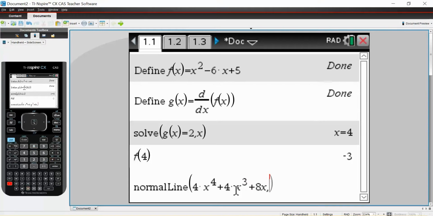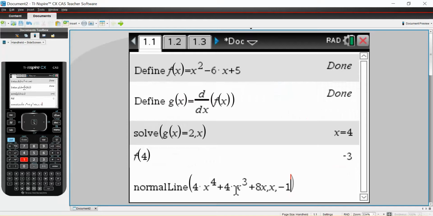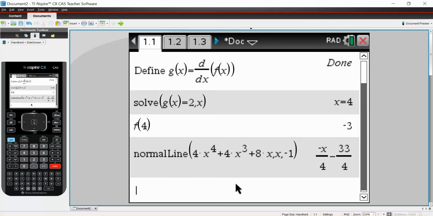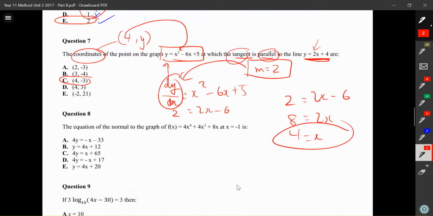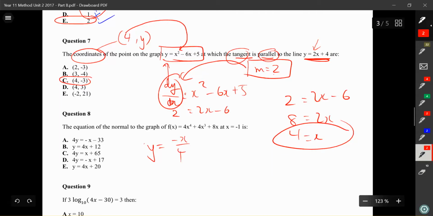Okay, so that's the expression. I want to derive it with respect to x, because I'm deriving all the x functions. And at what coordinate? It tells you x equals -1. So -1. Bam. It works out the normal line for you. So the answer here, since they've rearranged it, we've got the normal line is equal to -x on 4 minus 33 on 4.